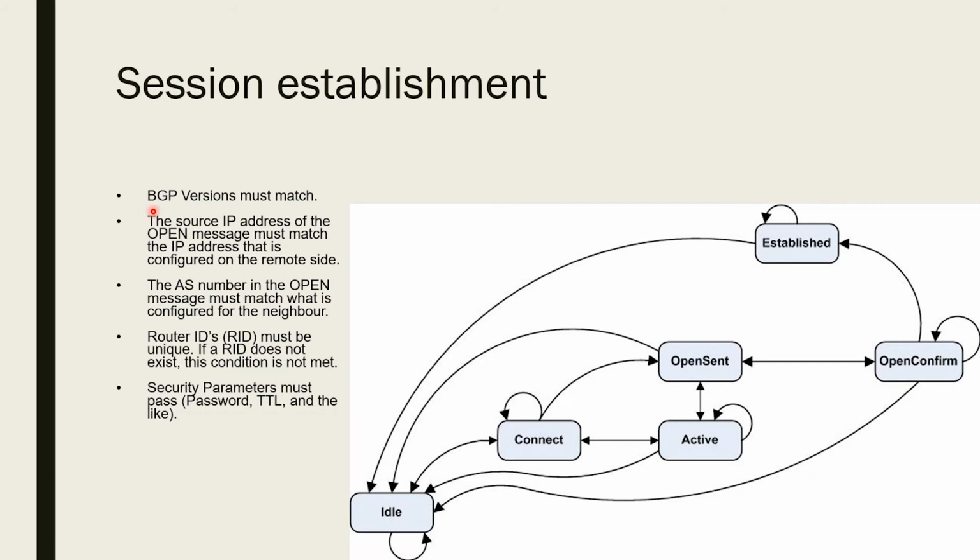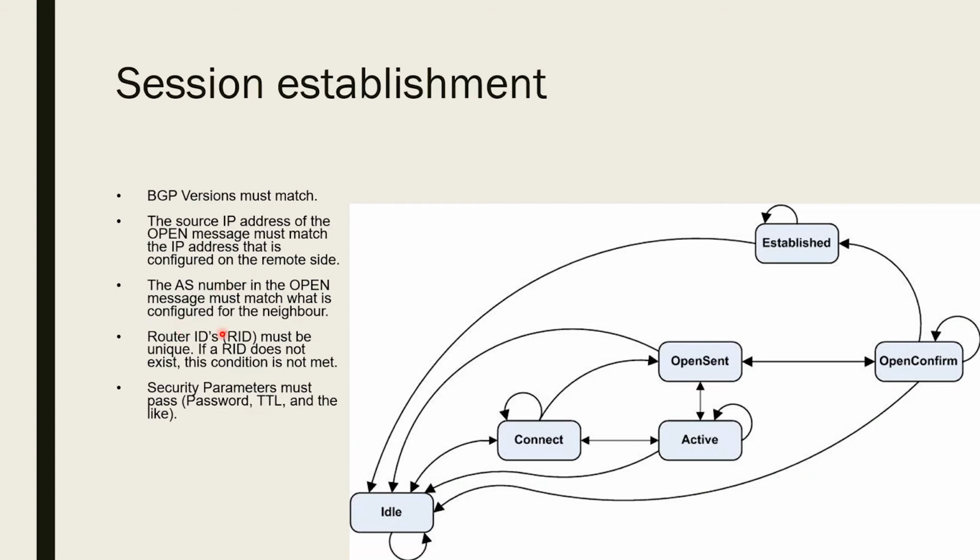So when you configure BGP, you'll set a bunch of settings. You'll set the local AS number, the remote AS number, the remote IP, and in theory, you should set your local IP as well. So when you receive that open message with the source IP address of the sending BGP router, that must match the IP address that is actually configured on that device that is receiving it. The AS number also should match what is configured for the neighbor, and the router IDs must be unique.